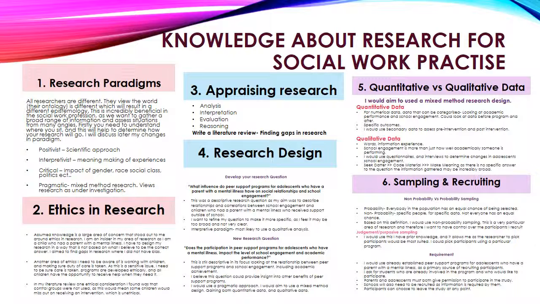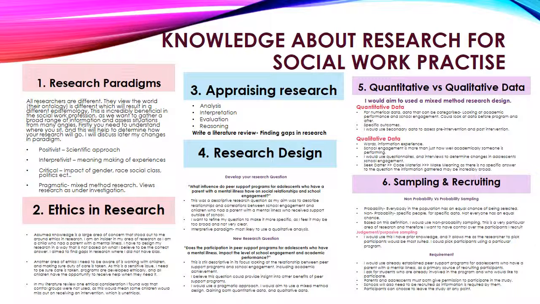But I really want to refine my question to make it more specific, as I feel this may be too broad and too clear. And in research, that's something we need to be doing the whole time, critically evaluating at each step of the way. So I would like to change my research question to, does the participation in peer support programs for adolescents who have a parent with a mental illness impact the level of school engagement and academic performance? This is still descriptive in focus, looking at the relationship between peer support programs and school engagement, but it's more focused. And I believe this will give really good insight into the benefits of peer support programs.